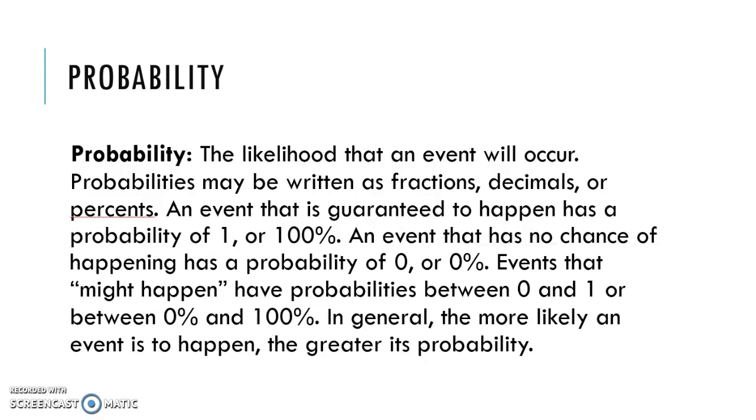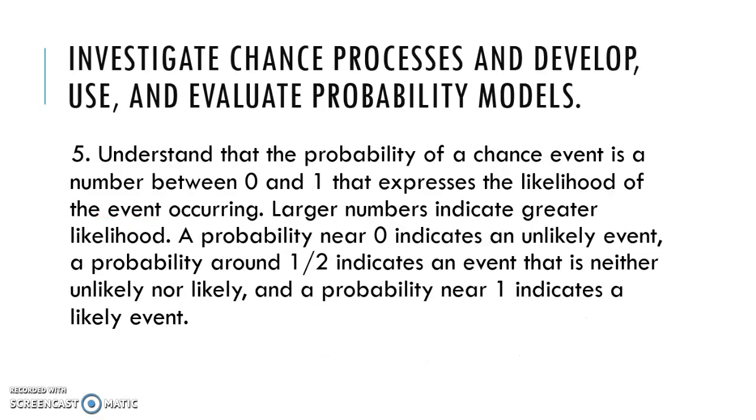So this brings us to our first of 4 standards here. Standard 5: understand that the probability of a chance event is a number between 0 and 1. So basically understand that definition of probability and the fact that larger numbers indicate a greater likelihood, and that a smaller number closer to 0 indicates an unlikely event.